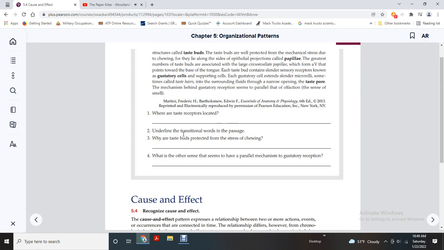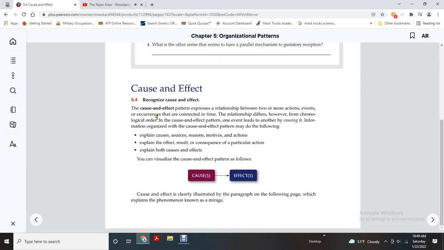Alright, skipping exercise 5.3. Cause and effect: recognize cause and effect patterns. They express the relation between two or more actions or events with occurrences that are connected in time. The relationship differs, however, from the chronological order pattern, in that in a cause and effect pattern, one event leads to another.